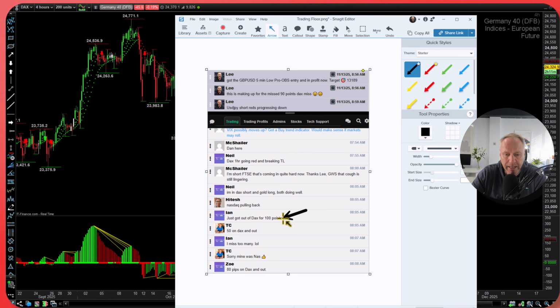You can see here, Ian took 100 points profit on the DAX short. TC got 50 points to the downside. Zoe got 80 points. It went on and on. Shayla here was looking for FTSE shorts. I was also looking for dollar yen shorts. That was a good trade. Also some nice profits on the pound US dollar, which was a long side trade.